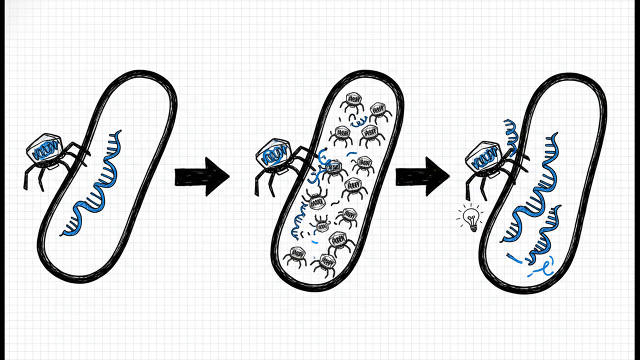And finally, there's transduction, which cleverly uses a virus as a middleman. A virus that infects bacteria, it's called a bacteriophage, can accidentally package up a piece of its host's DNA. Then, when that virus goes on to infect a new cell, it injects the previous bacterium's DNA instead of its own, basically acting as a genetic delivery service.